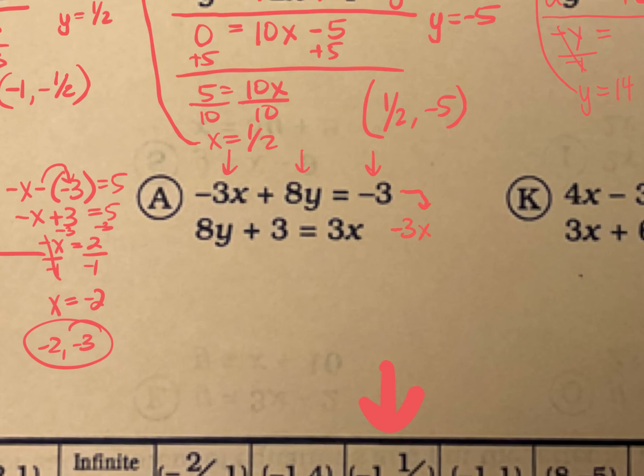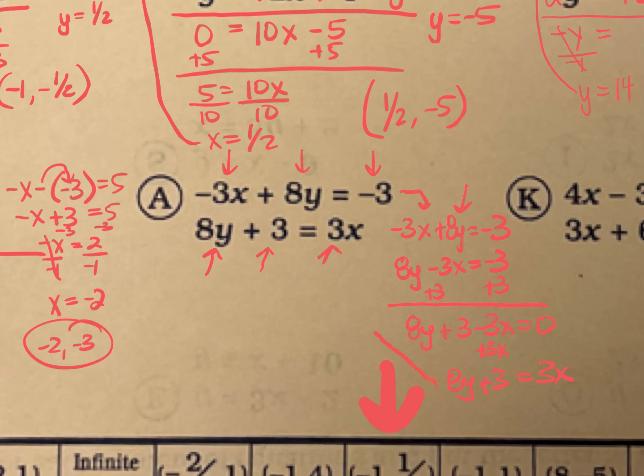Negative 3x plus 8y equals negative 3. I want the y's to be first. So right now I've got 8y minus 3x equals negative 3. I'm just trying to get it in this order. So I want the numbers on this side. So I'm going to add 3 over here and add 3 over here. Basically, so now I've got 8y plus 3 minus 3x equals 0. I'm going to add 3x over here. So 8y plus 3 equals 3x. Basically, all I did was rearrange this by moving things to other sides to get it in the same order.